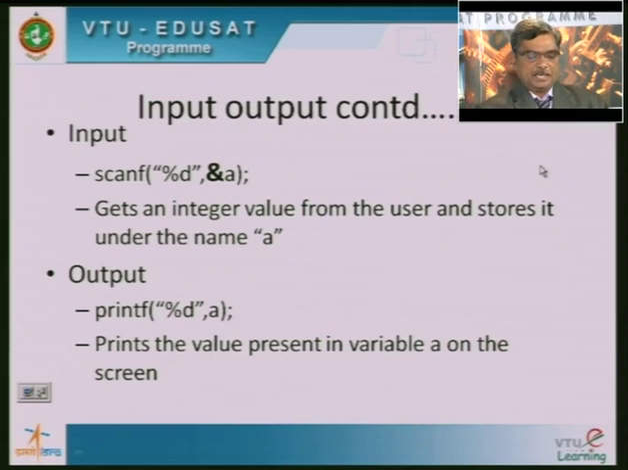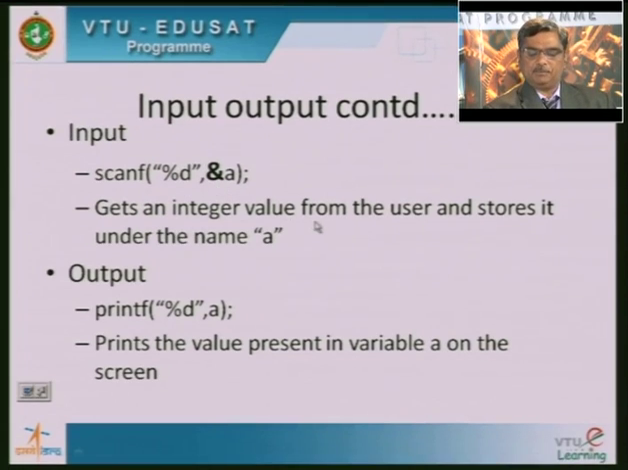Now we will once again refresh our input statement, that is scanf. In the double quotes, if you observe, percentage %d is used because A is of type integer, and along with this you are going to use the ampersand symbol. It gets an integer value from the user and stores it under the variable name A. That is the meaning of scanf.